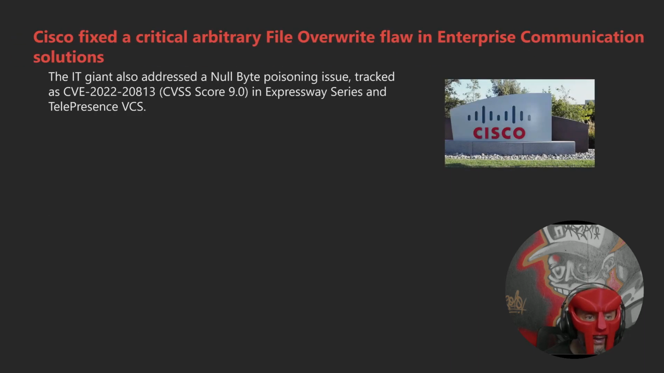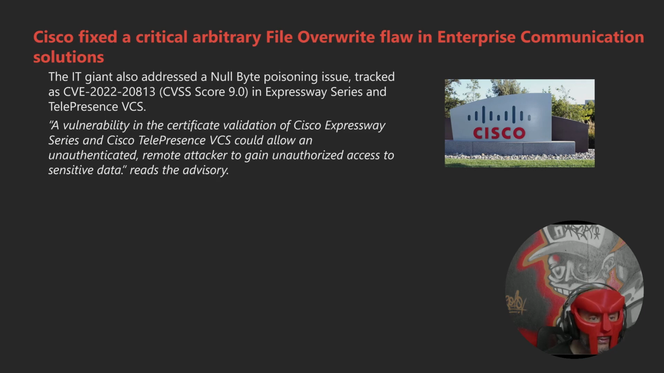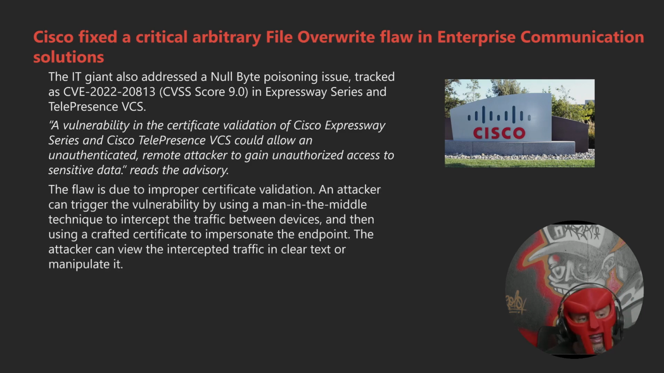to the affected command. The IT giant also addressed a null byte poisoning issue tracked as CVE-2022-20813, also with a CVSS score of 9.0, in Expressway Series and TelePresence VCS. A vulnerability in the certificate validation of Cisco Expressway Series and Cisco TelePresence VCS could allow an unauthenticated remote attacker to gain unauthorized access to sensitive data, reads the advisory. The flaw is due to improper certificate validation.